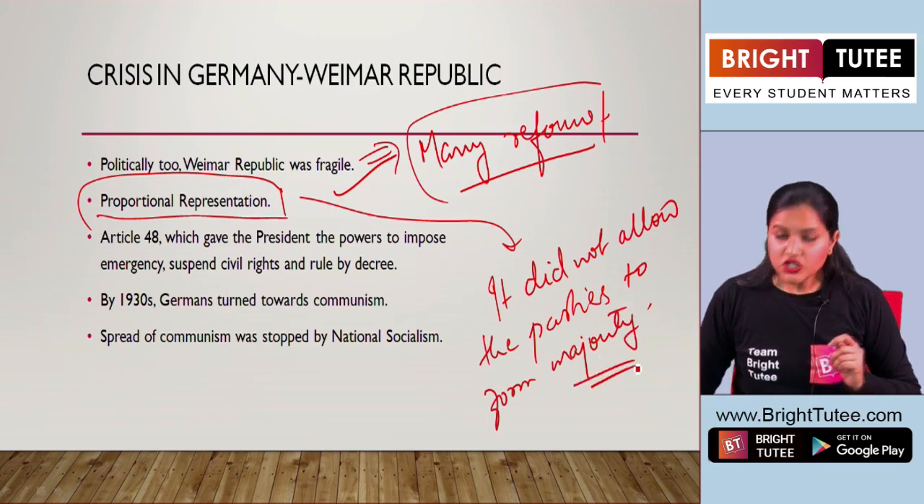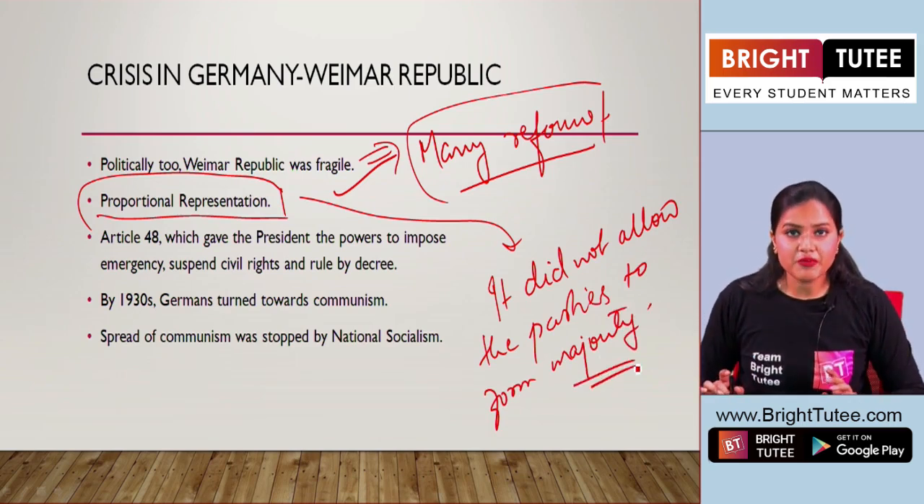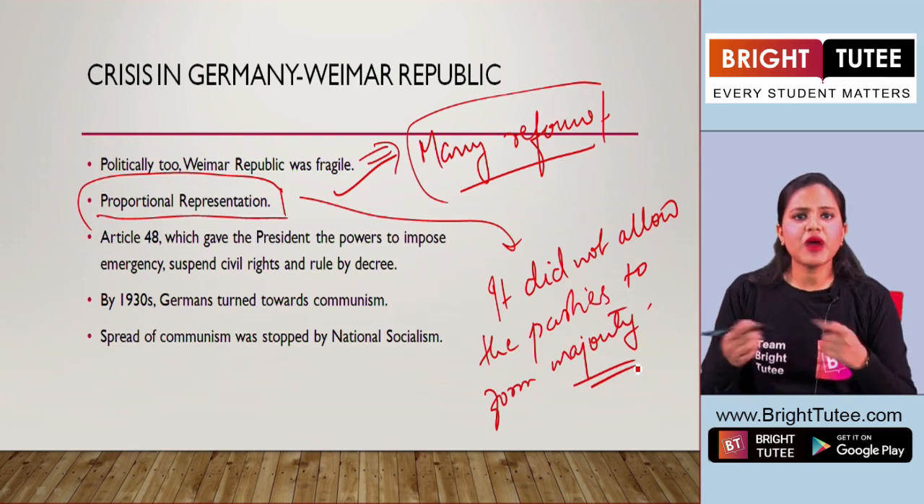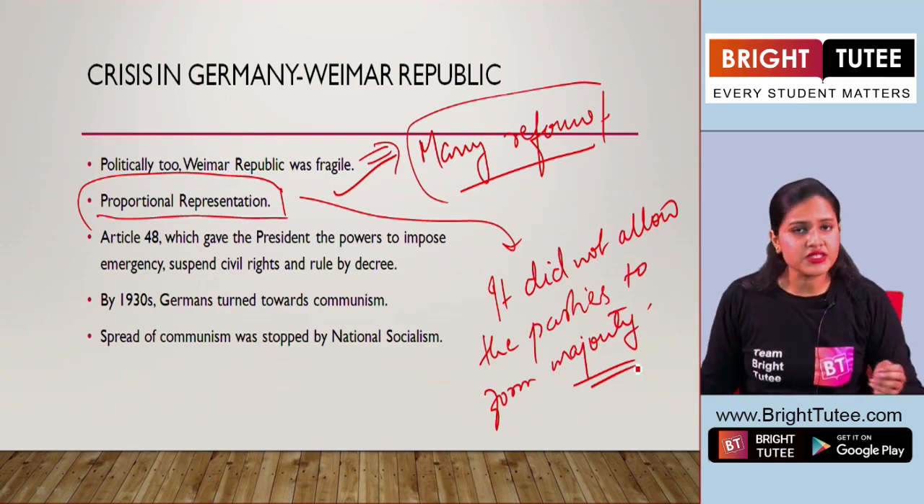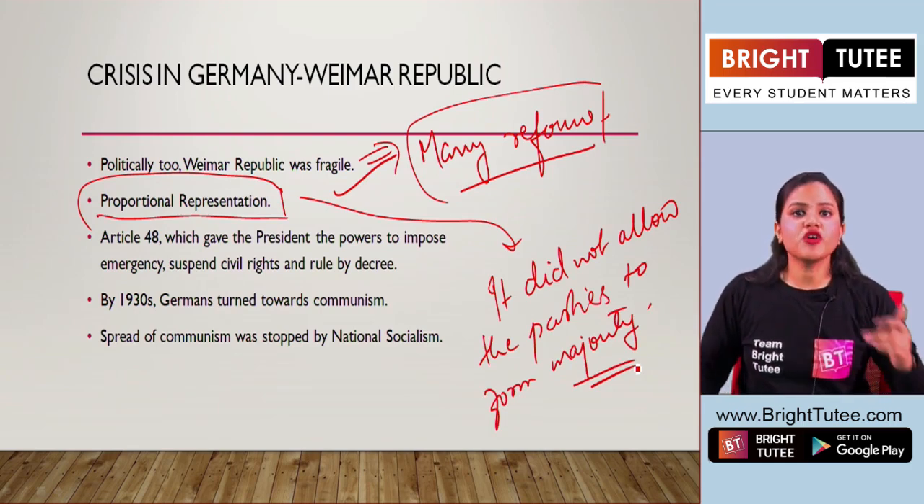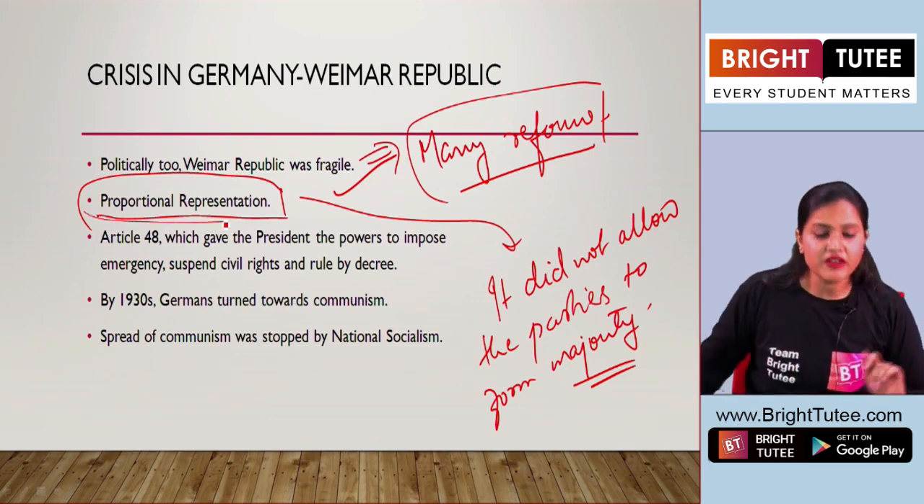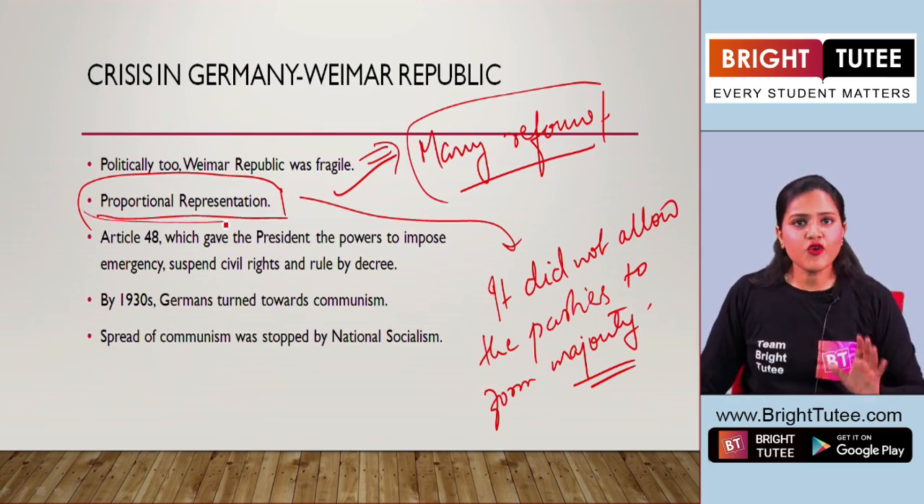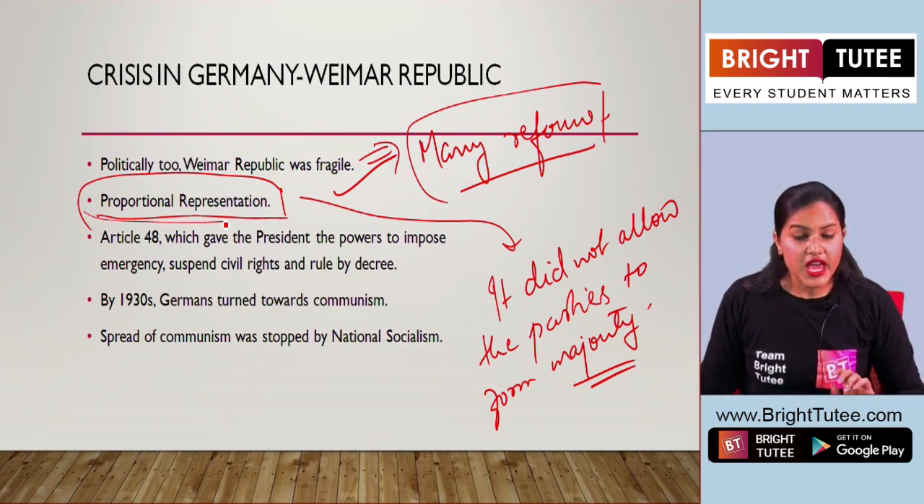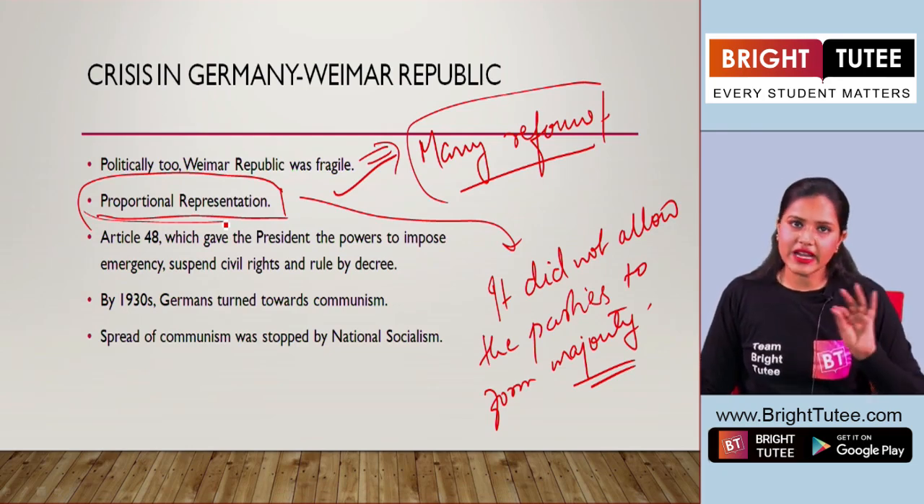So here we see that in the Weimar Republic, all the parties that were participating in elections were not able to form a majority group because of this proportional representation. And therefore, every time we see that a coalition was formed, which did not last long in the Weimar Republic. So this was one situation that happened.